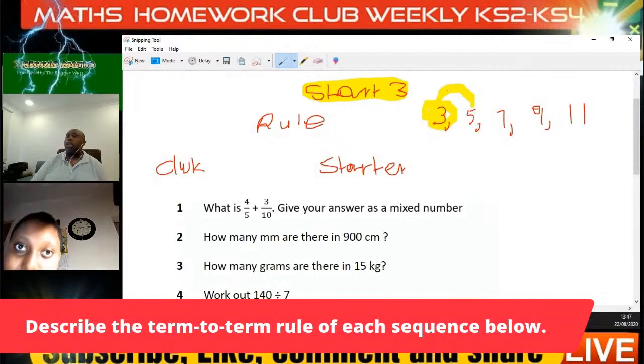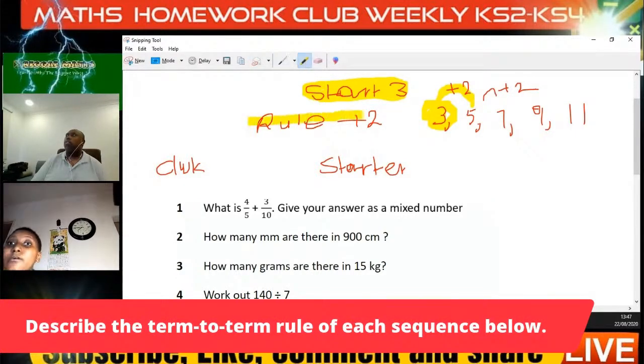How can we get from 3 to 5? We're adding 2 each time. So the rule is add 2. Okay? The rule is add 2. So that is what we did last time.